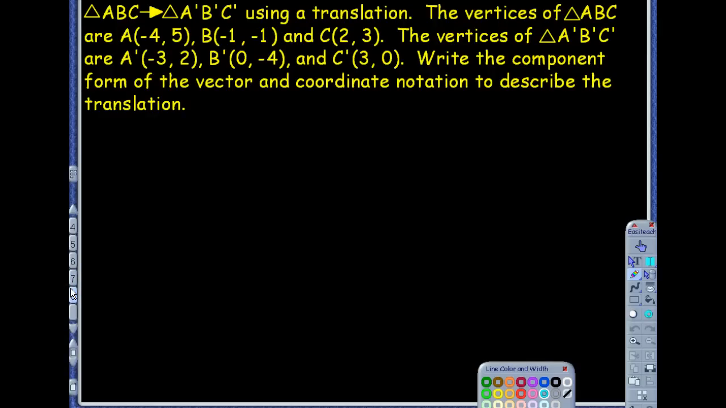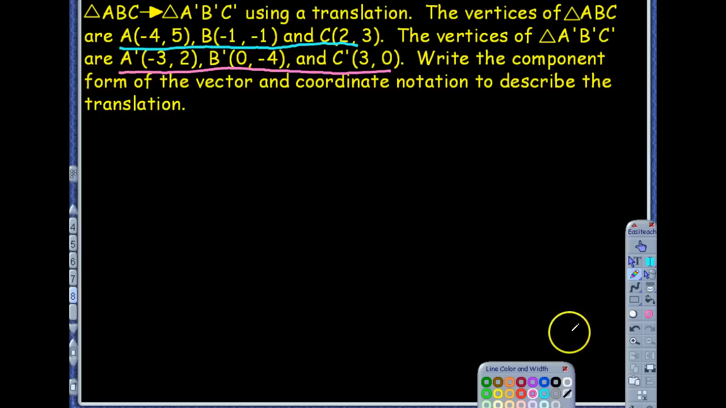For our last example, it looks awfully wordy. It says we've got triangle ABC that is mapped onto triangle A prime, B prime, C prime using a translation. So we know that we've got one triangle that's translating to become this new triangle. It's mapped to this new triangle. And they give us the vertices of triangle ABC. So that pre-image. So this is my pre-image. And they give me the vertices of my image. So we're not doing what we just did on the other one.